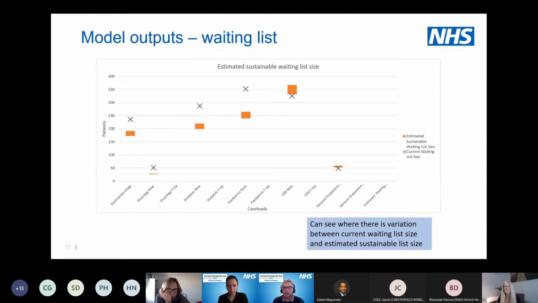We see here that the community nursing element is showing that the current list size is just under the estimated sustainable list size. So these outputs again will help give you some ideas as to which elements of the service or the pathway you might want to focus on or explore in a bit more detail.